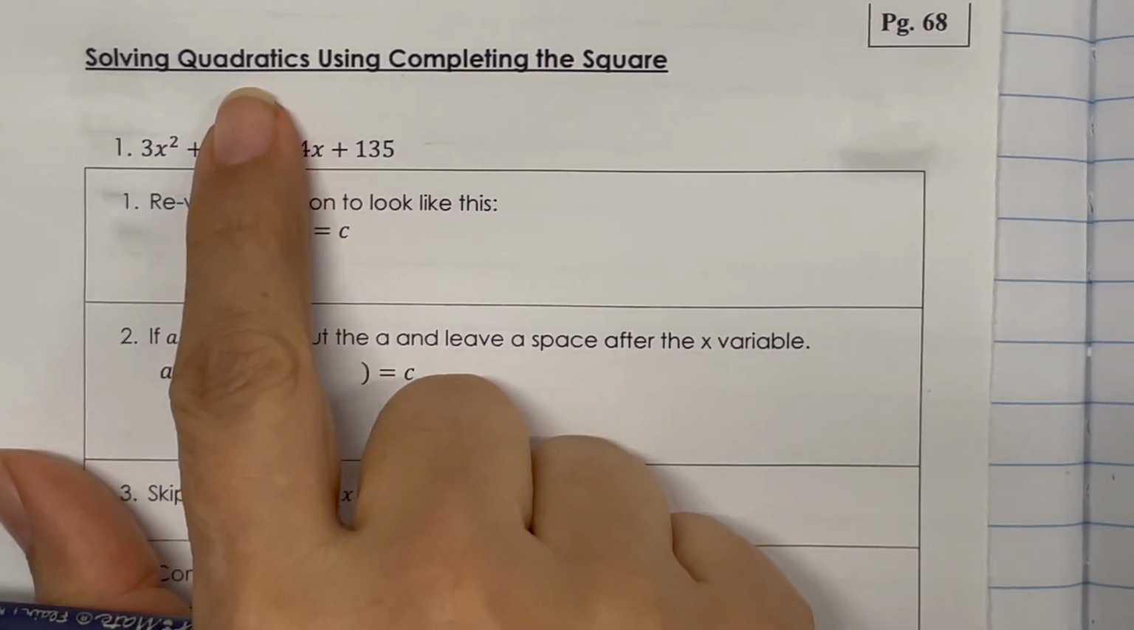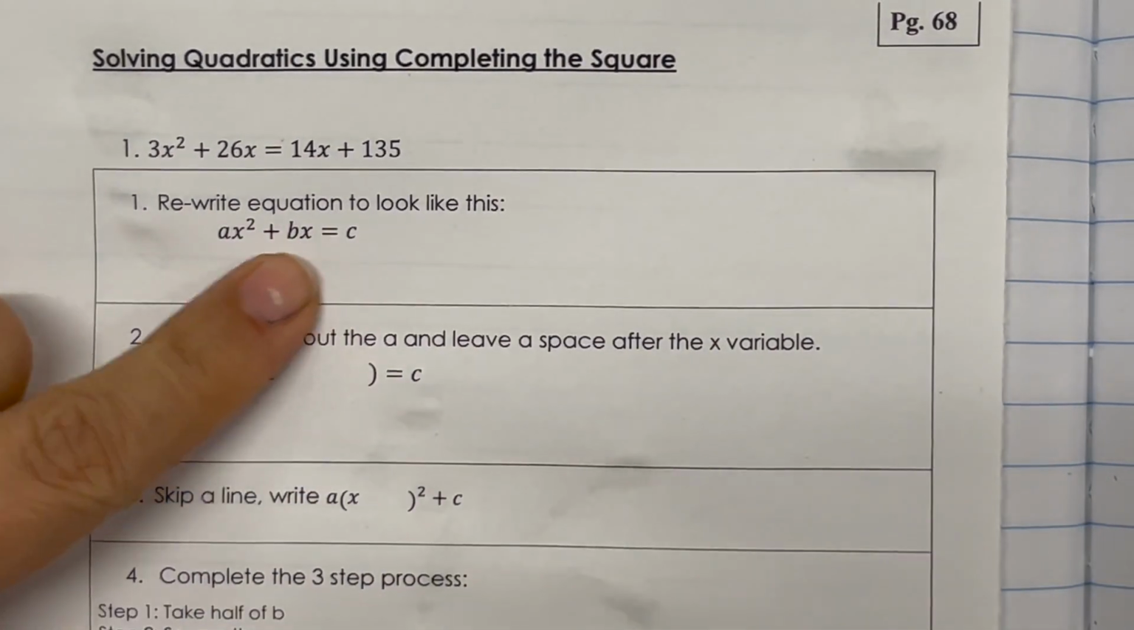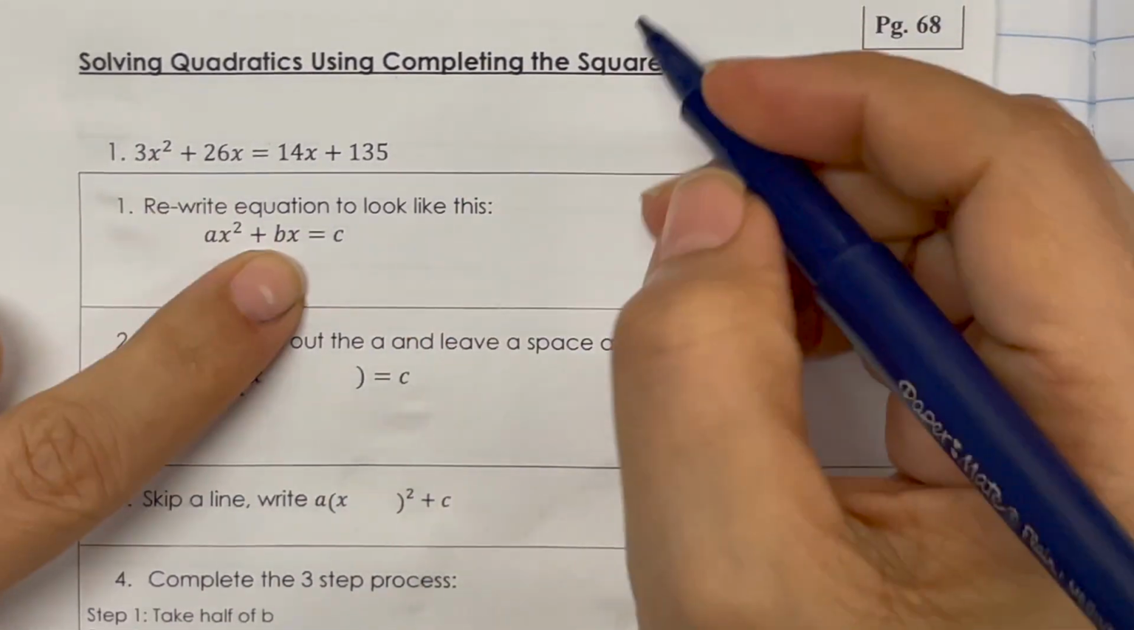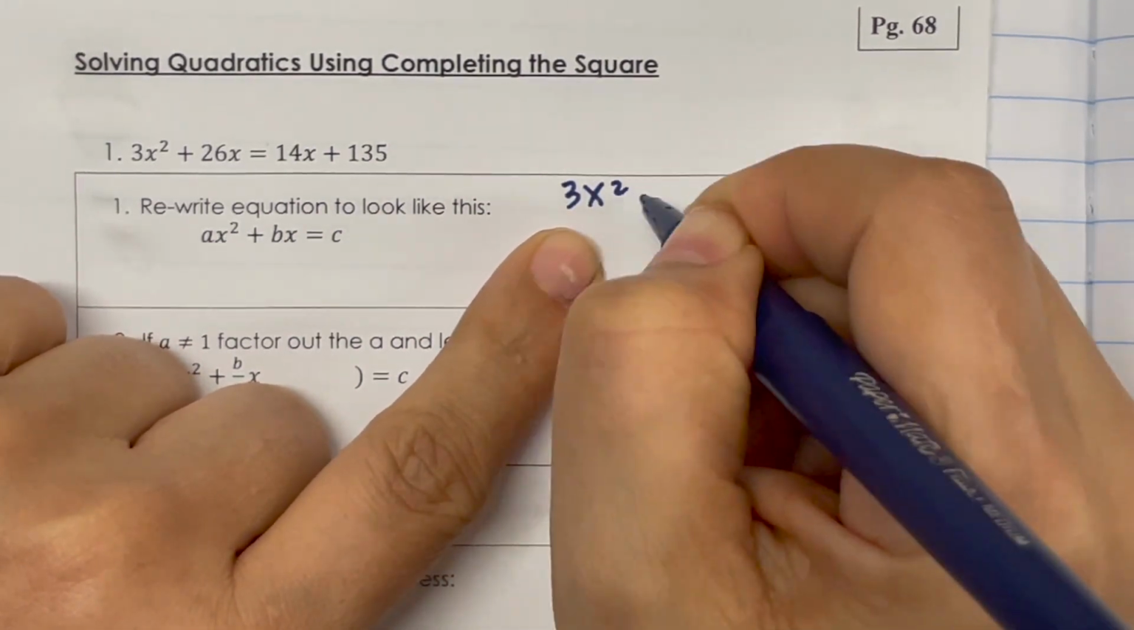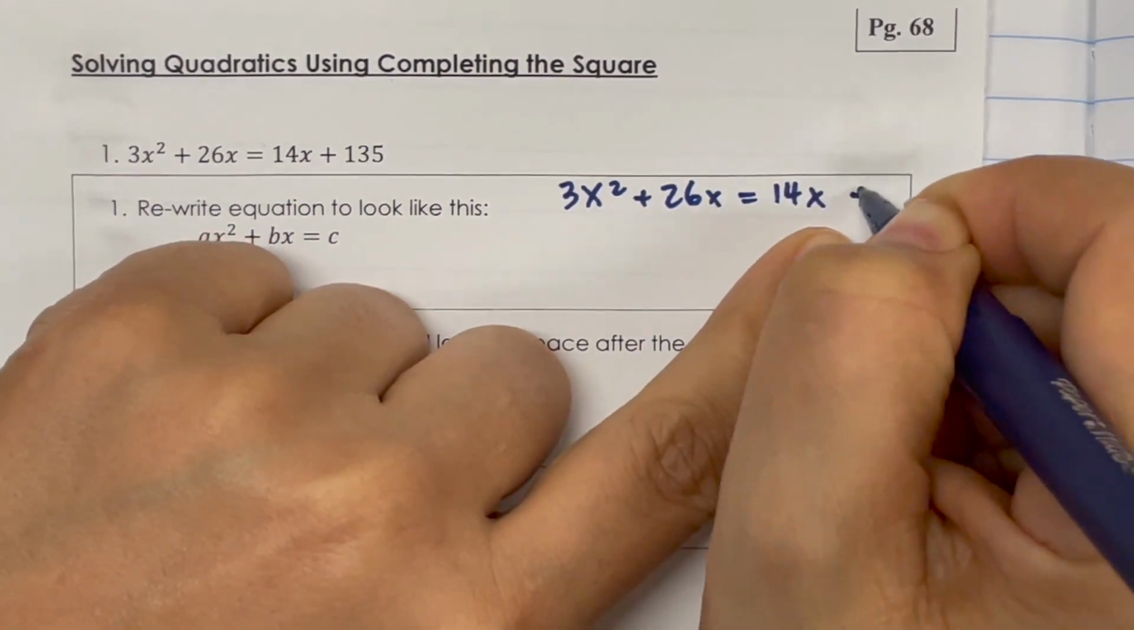All right, so in part one, we're going to take a look at just how to complete the square. In part two, how to solve it. These will be the steps on how to solve each question. First, we've got to rewrite it to where everything is on the left except for C. So I'm just going to copy down the question: 3x squared plus 26x equals 14x plus 135.